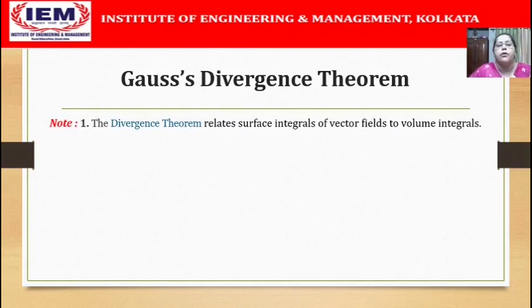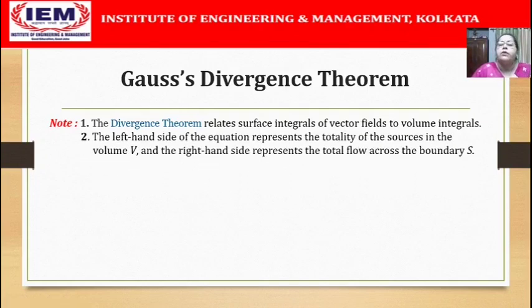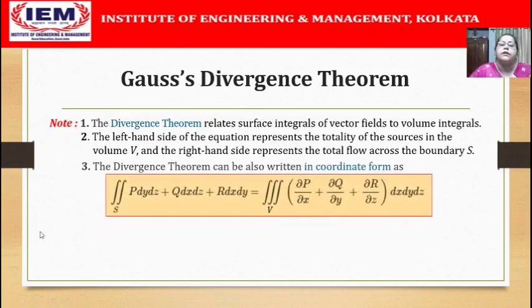So let us now see some important facts about this theorem. What we have observed just now is that the divergence theorem relates surface integrals of vector fields to volume integrals. Now, as we look into a physical interpretation of the divergence theorem, we may see that the left-hand side of the equation represents the totality of the sources in the volume V, and the right-hand side represents the total flow across the boundary S.